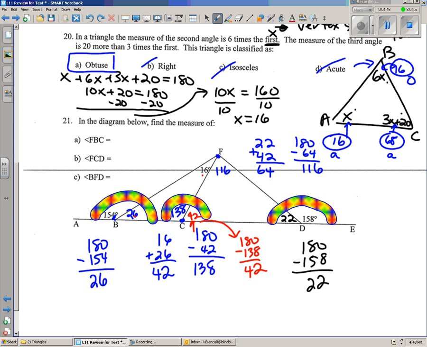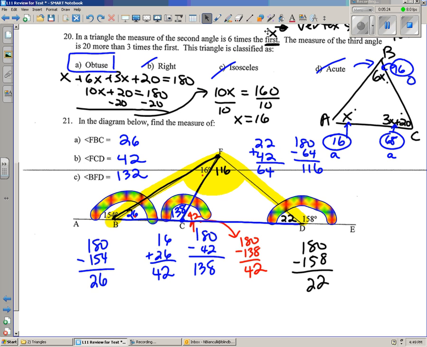So now we have to answer the questions. Angle FBC, F to B to C is 26 degrees. Angle FCD, F to C to D is 42 degrees. And here's the tricky one, or just a little harder, angle BFD is the wide mouth. So we need to add up these two pieces. 16 plus 116 is 132. And there would be our answers.